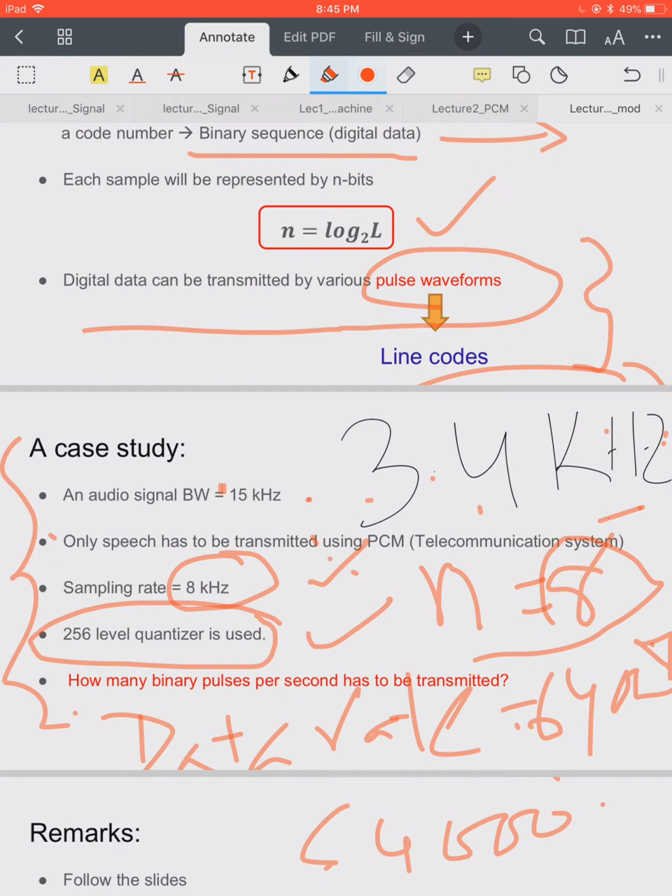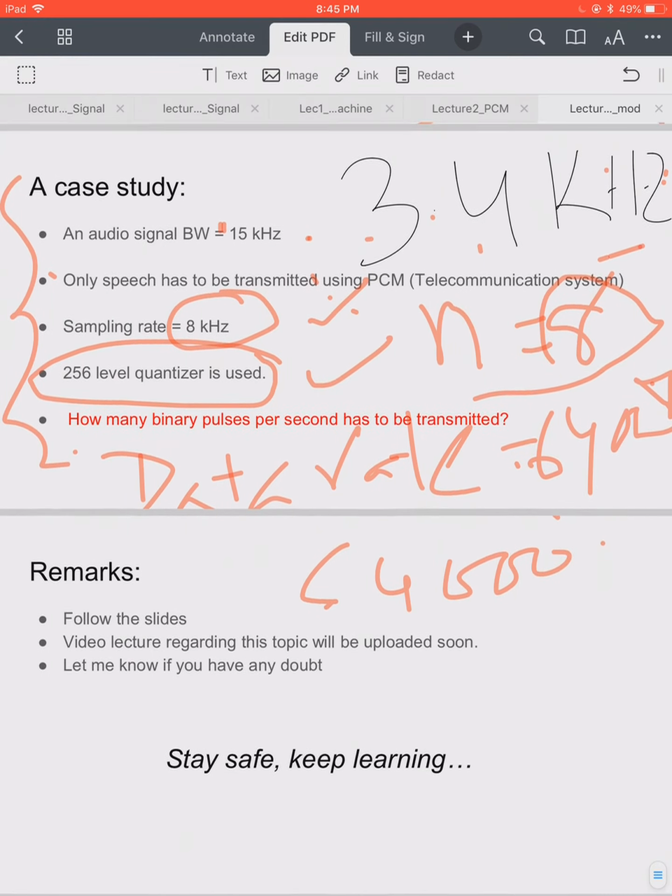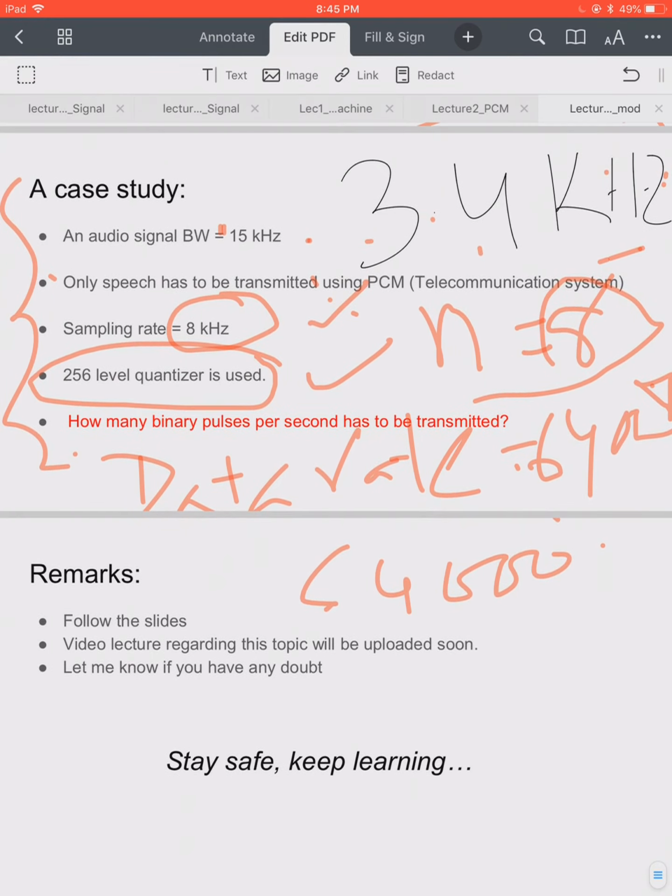This is one example for your convenience, and that's all for this lecture. If you have any doubt, please follow this slide, and let me know. In the next subsequent lecture, I will discuss the transmission bandwidth of PCM, and many other things, maybe TDM, time division multiplexing.